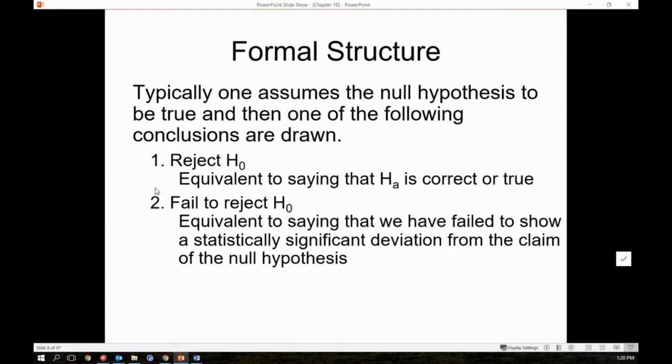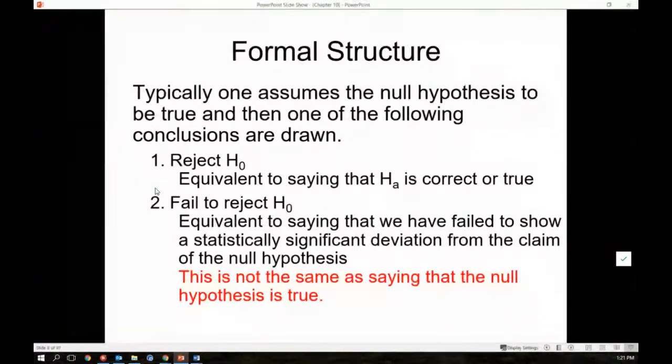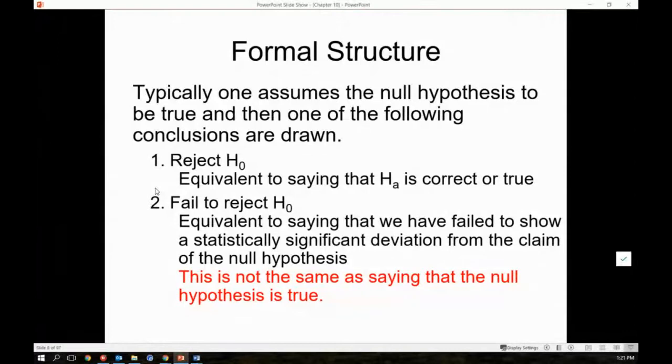Remember, always stay suspicious. So, even though we fail to reject, we're not saying it's true. We're just saying we can't prove otherwise.